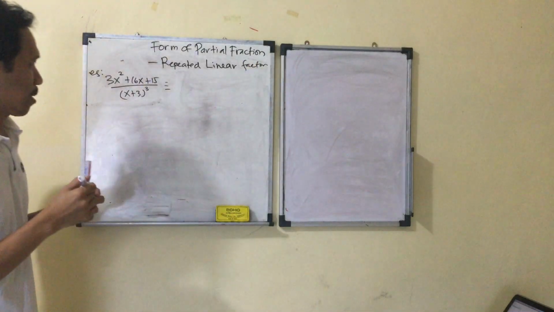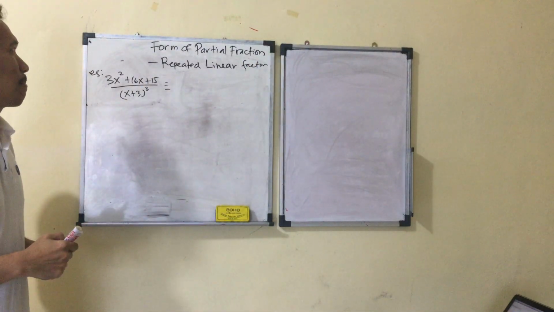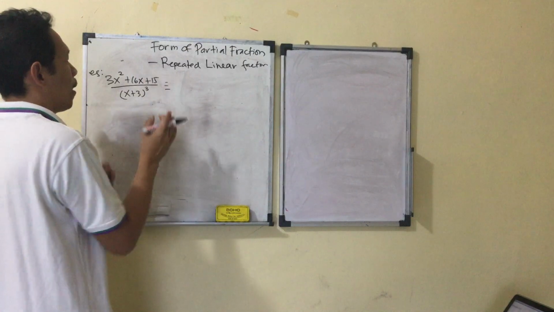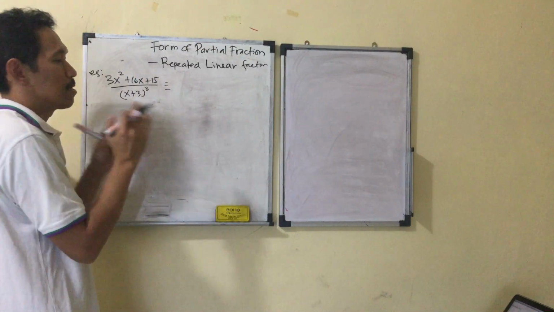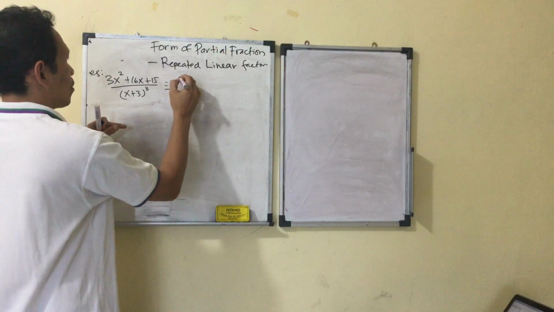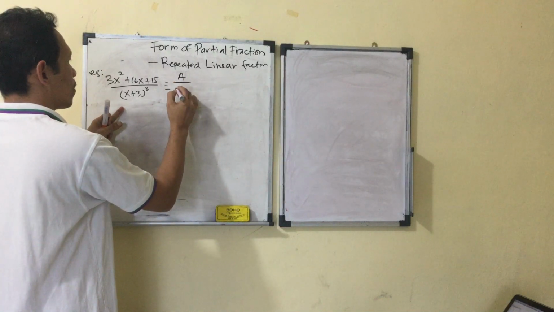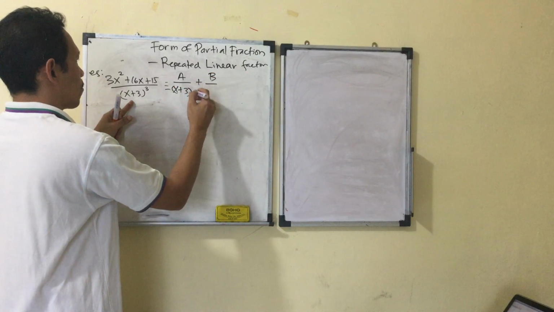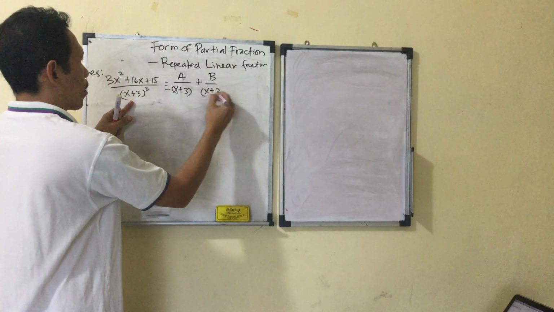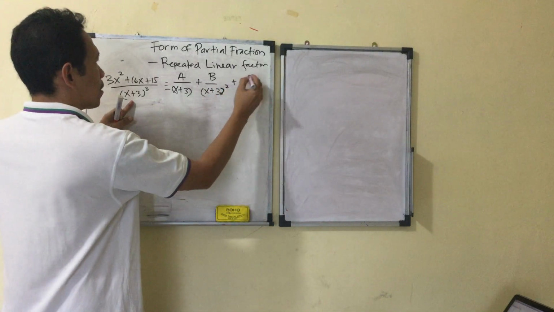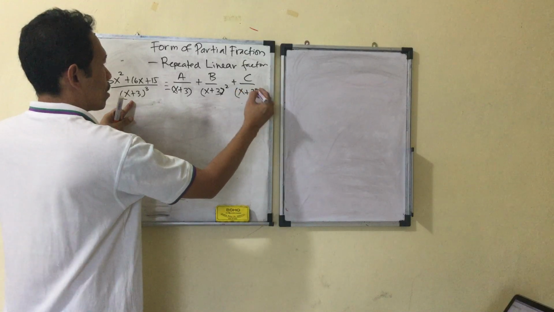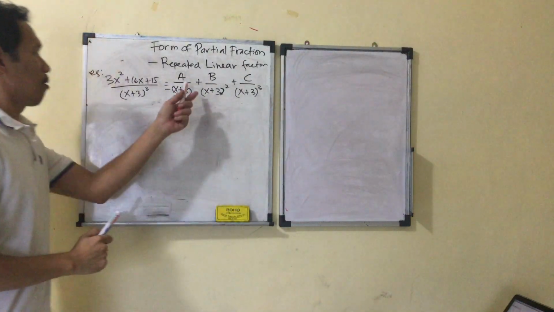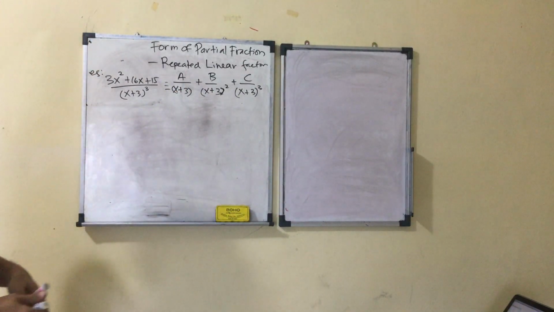It depends on the denominator, right? So first you have to put that in the form of partial fractions. Remember from our first introduction video, we're going to have to decompose that into partial fractions. So the partial fraction will be a over x plus 3 plus b over x plus 3 squared plus c over x plus 3 cubed. That is our decomposition, or the form of partial fractions, from this fraction.